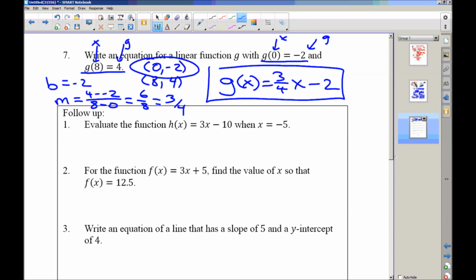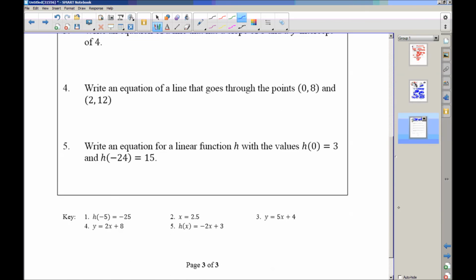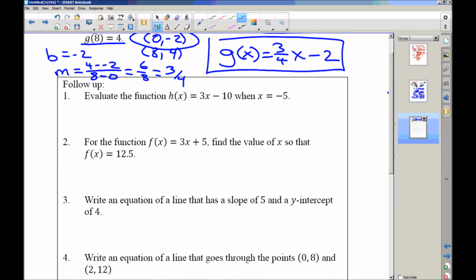Our follow-up here, you have a couple extra questions on practice. Should be very similar to the ones you've seen in the notes already. The key is down at the bottom, but you need to have a little bit of work to show me where it's coming from. Please make sure that if you're having trouble doing this, you go back and re-watch the notes a little bit and make sure you really understood and weren't just writing down stuff, okay?